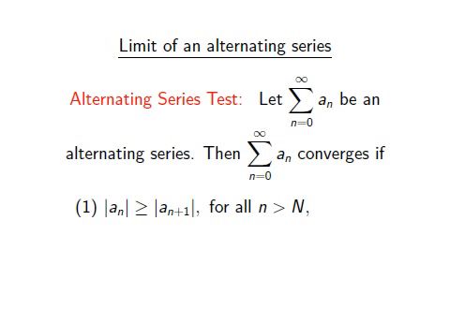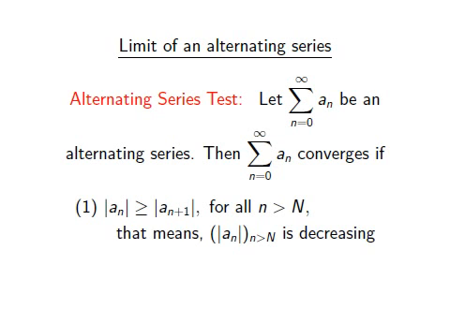Firstly, the absolute value of a_n is greater or equal than the absolute value of a_(n+1). That means if we forget about any signs in the underlying sequence, then we have a decreasing sequence, where any given element of the sequence is smaller or equal than its predecessor. At least we want to see this behavior from a certain element onwards. The second property requires the absolute value of the underlying sequence to converge to 0. Overall, the alternating series test states that an alternating series converges if both properties 1 and 2 are satisfied.